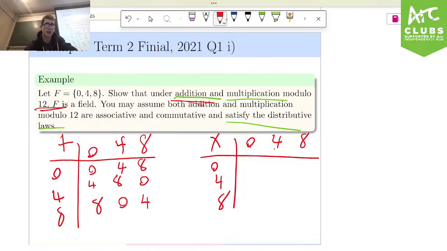Okay, and multiplication, 0 times anything is 0. So we're just taking the remainder. 4 times 4 is 16, so that would then be 4. 4 times 8 is 32, but that would then be 8 if we take the remainder. You can verify that if you like. Likewise, this would be 8. Verify that. And this one would be 4 here, okay?